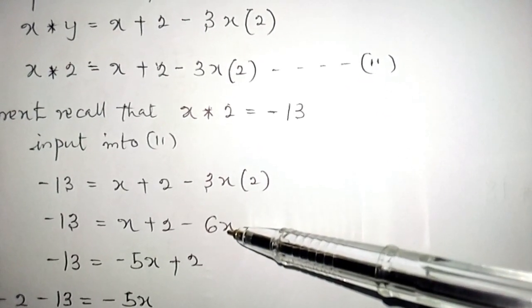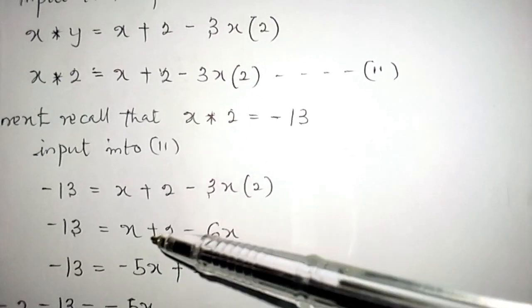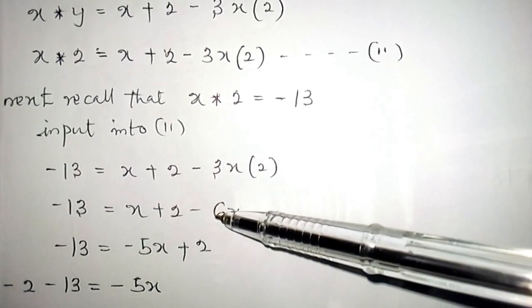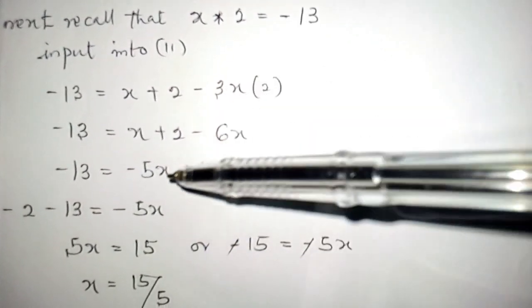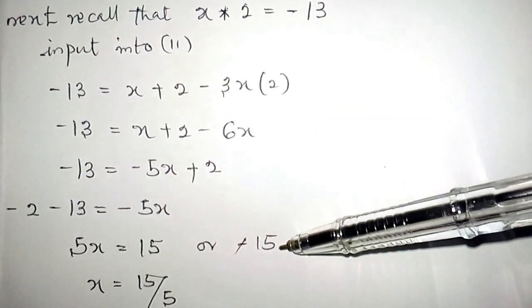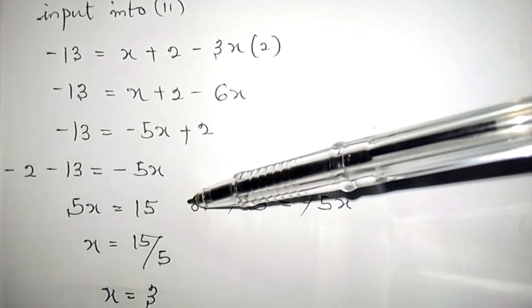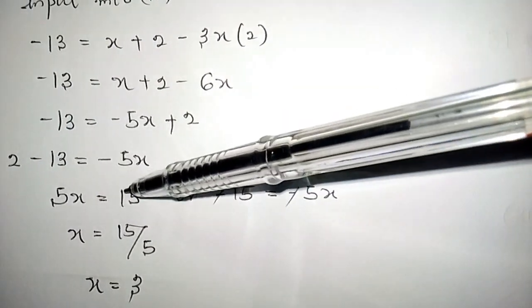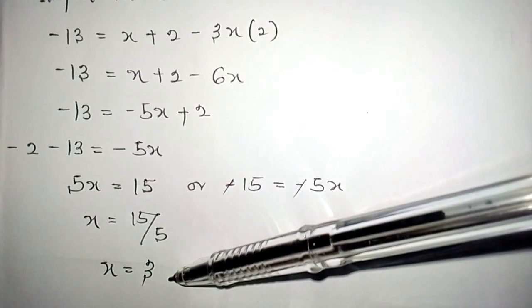So we take on the arithmetic here. We have 6x, we have x plus 2, we have minus 13. If we collect the like terms and we sum up, we have minus 15 equals minus 5x, or we have 5x equals 15. And finding the value of x, we have to divide both sides by 5, and we have the value of x as 3.